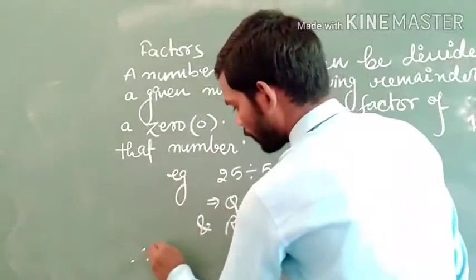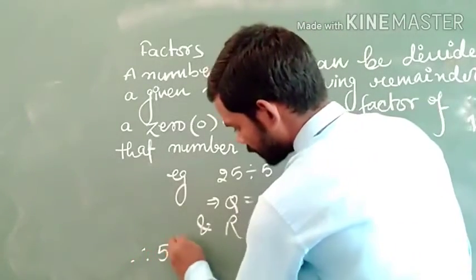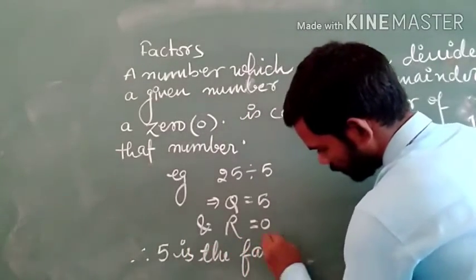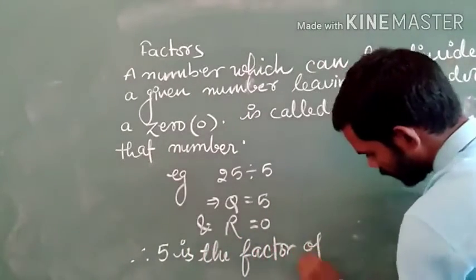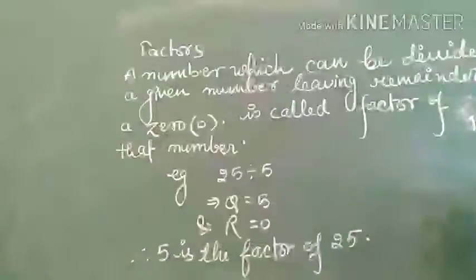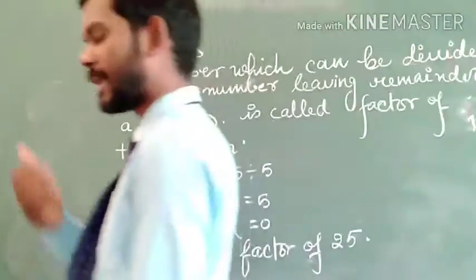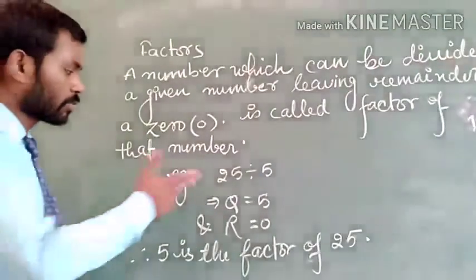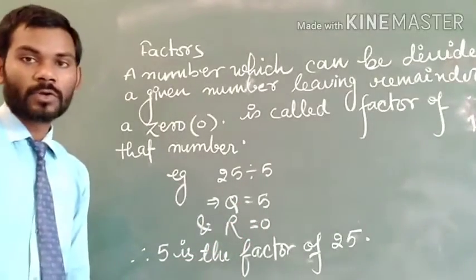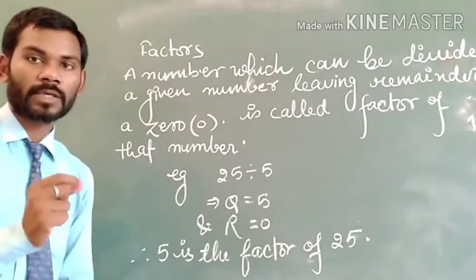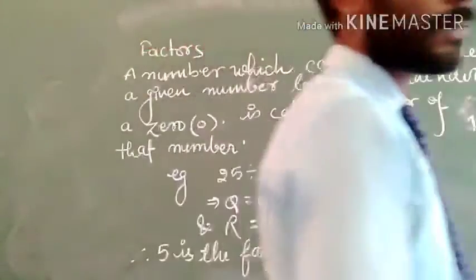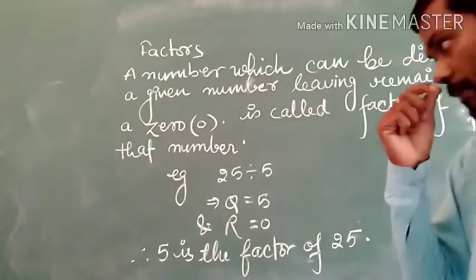Therefore 5 is the factor of 25. Okay, so here we can see that 5 divides 25 completely, therefore we get the remainder 0, which shows that 5 is the factor of 25. Therefore 5 is the factor of 25.